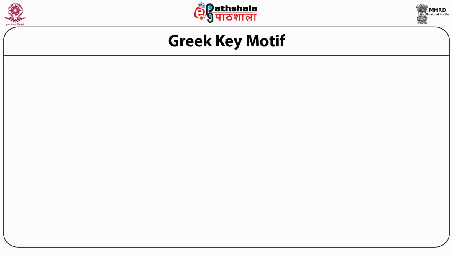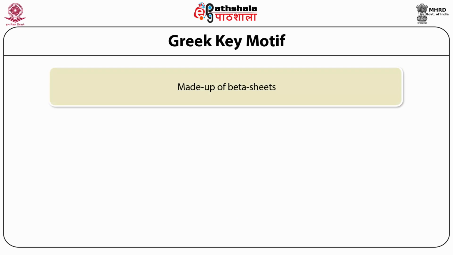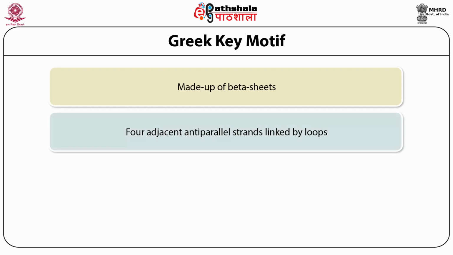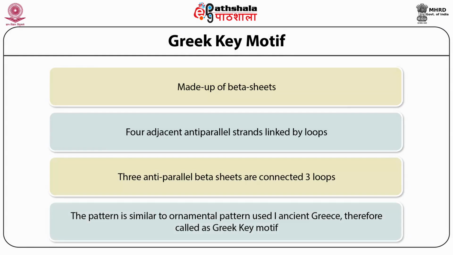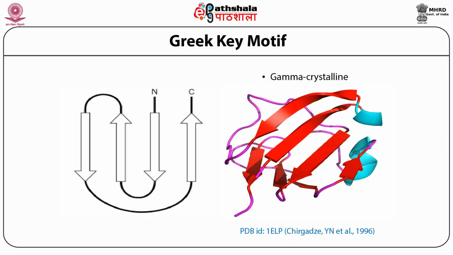Greek key motif. Greek key motifs are made up of beta sheets. There are 4 adjacent antiparallel beta strands linked by loops. So the antiparallel beta strands are connected by 3 loops. The pattern is very similar to the ornamental pattern used in ancient Greece. Therefore, these are called Greek key motifs. Here the Greek key motif structure is shown.